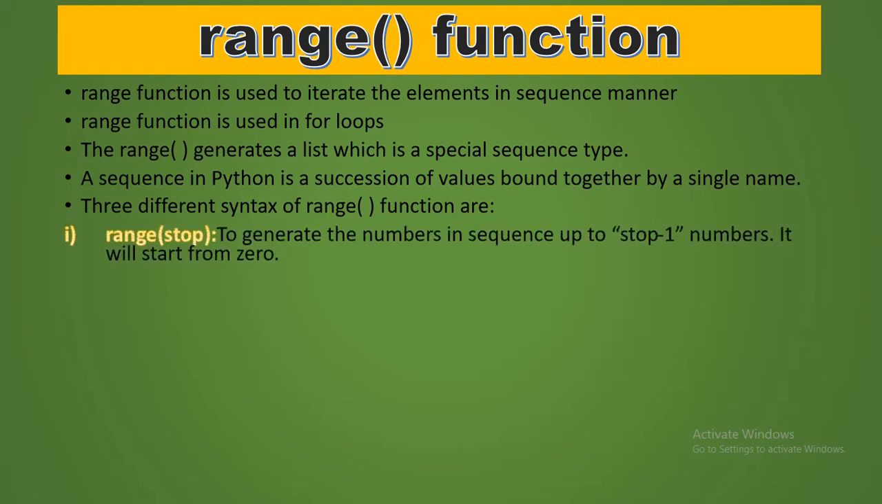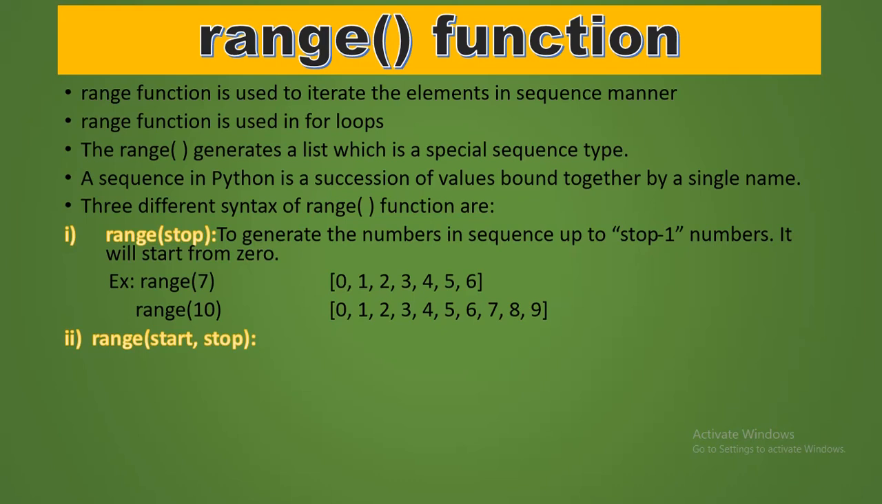First syntax is range and we write stop. Here it will have by default the start value as 0 and it will stop at the value stop minus 1. That means if we have written range 7, it will start from 0 and will stop at 7 minus 1, that is 6. Range 10 means it will start from 0 and will stop at 10 minus 1, 9.